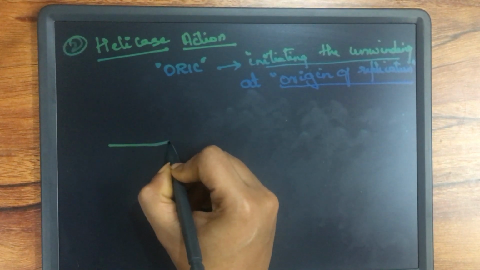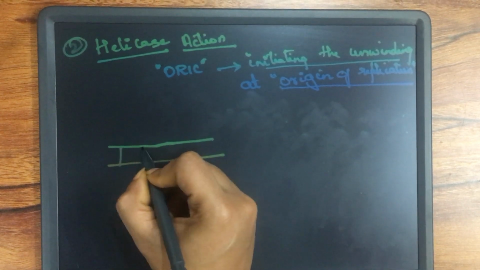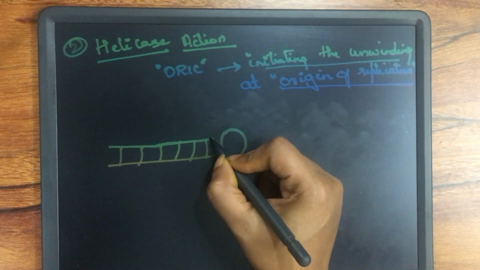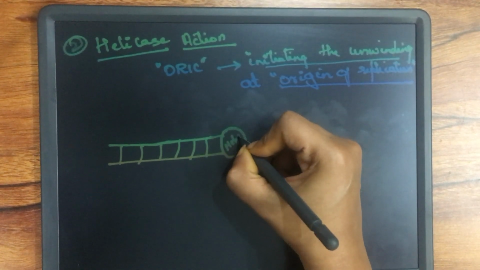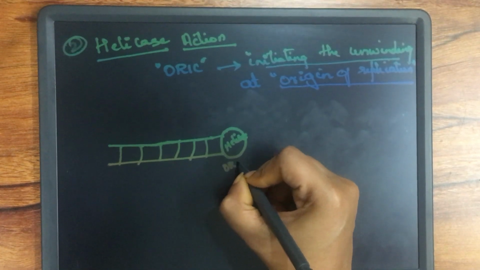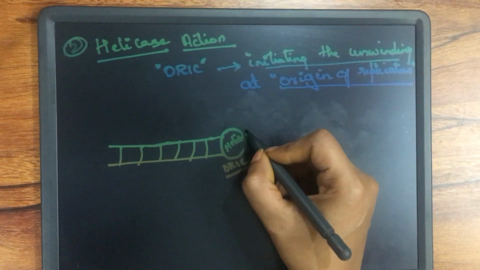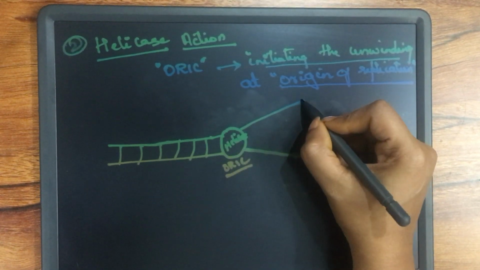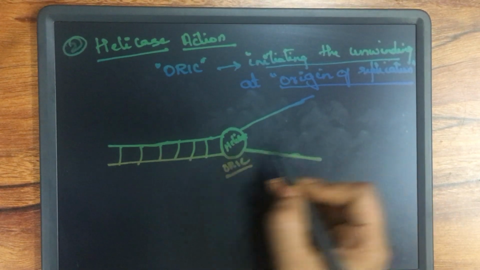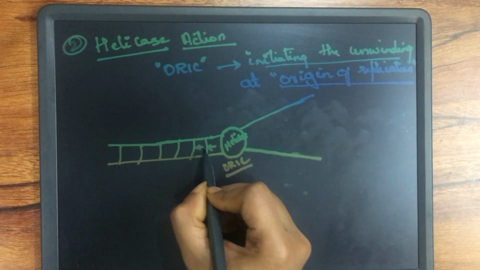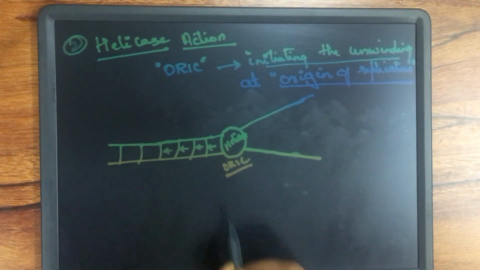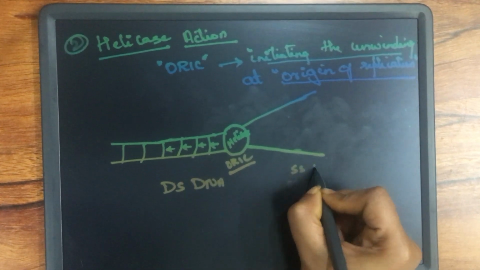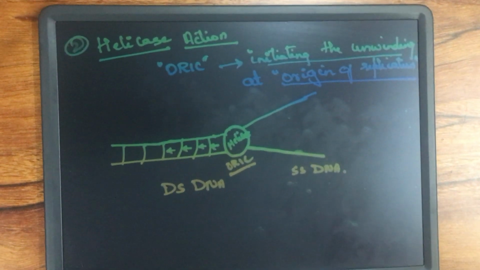So suppose this is the double-stranded DNA. When the helicase enzyme comes and binds at the origin of replication, it starts separating the double-stranded DNA into single-stranded DNA by breaking these hydrogen bonds. Okay, so here the double-stranded DNA is converted into single-stranded DNA.